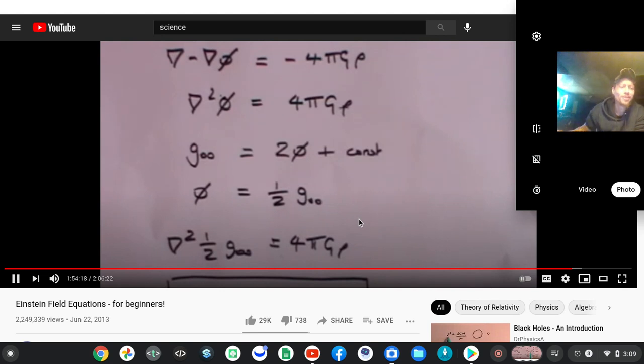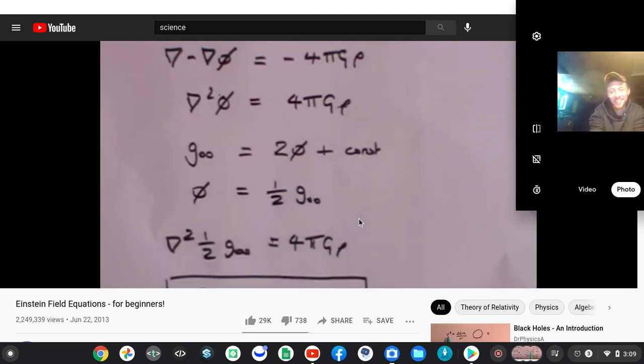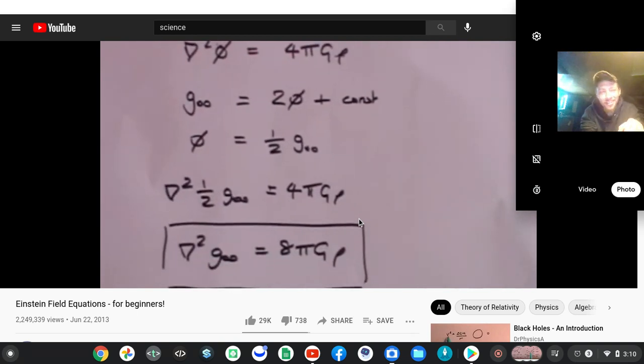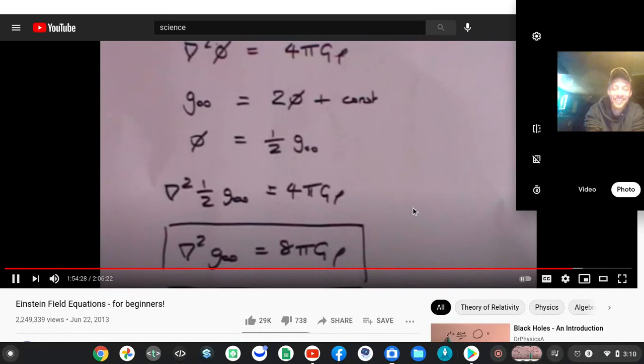If you multiply both sides of the equation by 2, you get that the derivative squared of the metric tensor equals 8 pi G rho. The problem with that is it's not a tensor equation, and for general relativity we need tensor equations.